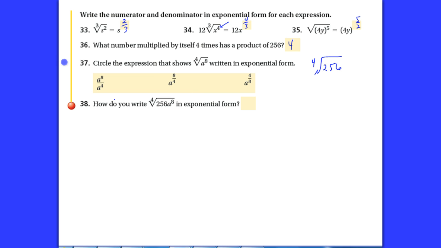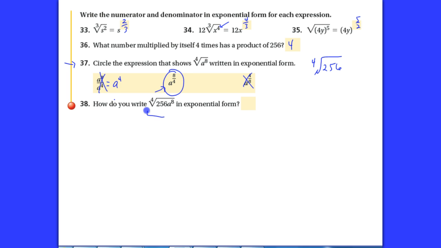Number 37 says circle the expression that shows the fourth root of 8 times the fourth root of a to the power of 8 written in exponential form. Well, it's not this one, because that actually equals a to the fourth, because it's being divided with the same base, so it's not that. It looks like it's this one right here because you have 8, 4. Let's take a look at the last answer, 4 over 8. Nope, that's switched around, so it is the middle one right there, which is really, I guess, a to the power of 2, which you could do that as well.